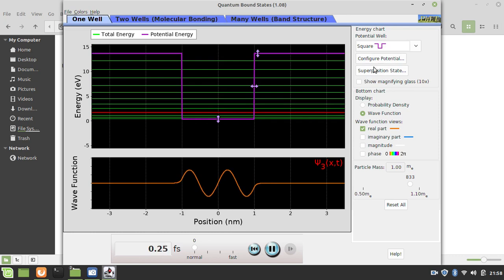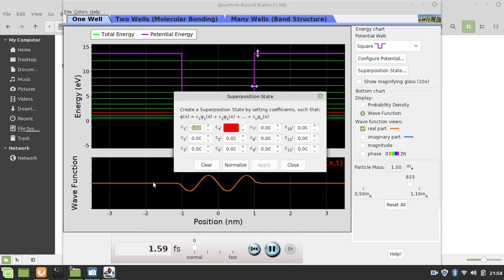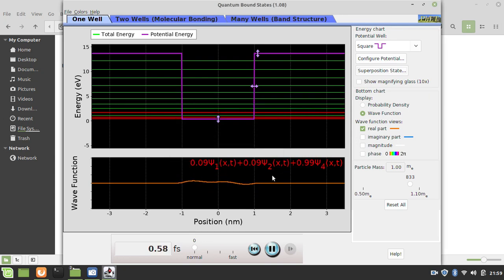In the square potential well, we can also consider some superposition states. Here you can choose your C1, C2 coefficients. If our C1 is this, it cannot be random because the total has to be 1. Normalize, apply. This is your choice of superposition state.